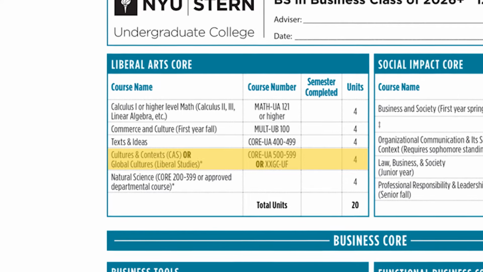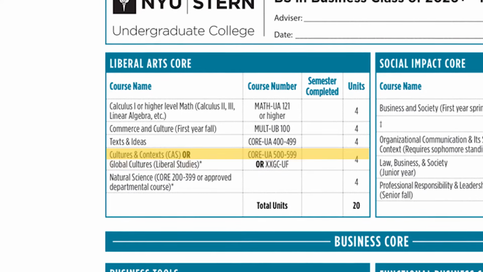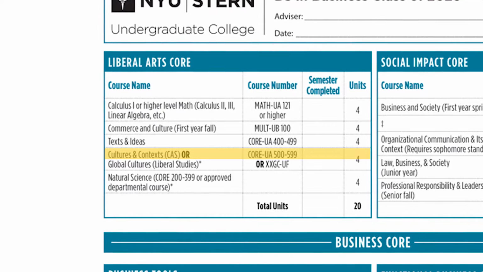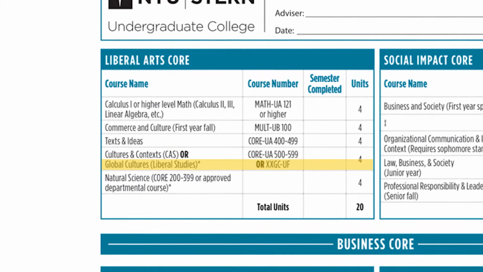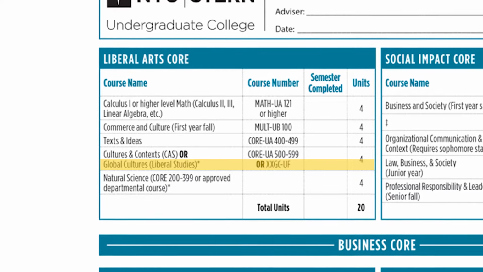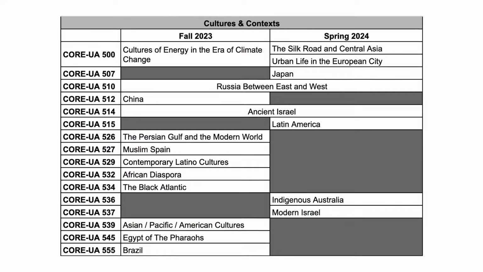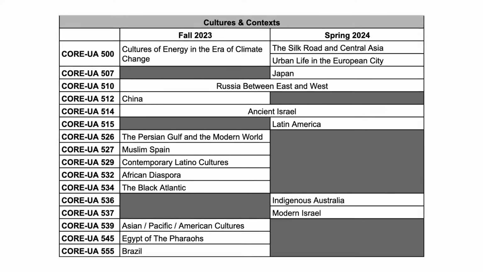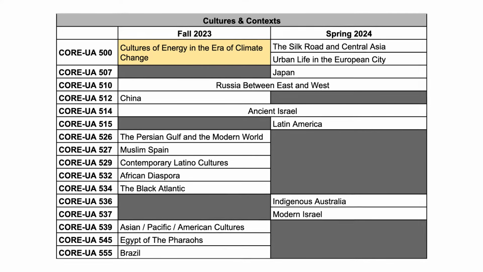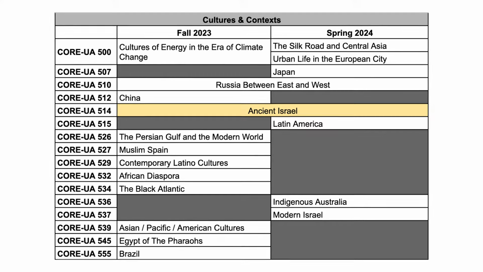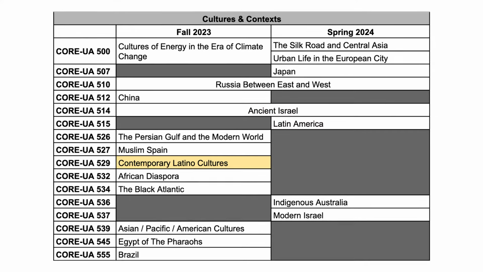Culture is very similar to Text and Ideas in the sense that there is so much to read as well. But for culture, there are 2 options. Cultures and Contexts, which is taught by NYU College of Arts and Science, and Global Cultures, which is taught by NYU Liberal Studies. You can take one or the other, not both. I don't think the school that it's being taught by really matters. Cultures and Contexts is very similar to Text and Ideas because it has a wide variety of topics to choose from, like cultures of energy and the era of climate change, ancient Israel, contemporary Latino cultures, and a lot more.